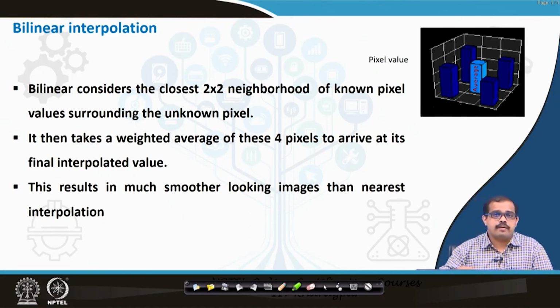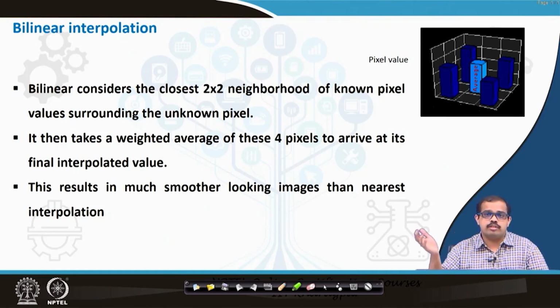Whereas, when you are looking at bilinear interpolation, it considers the closest 2 cross 2 neighborhood, which means a 4 neighborhood. I am speaking about raster data, okay, surrounding any of the unknown pixel. So, it takes a weighted average of these 4 pixels as its final interpolated value. The result is smoother looking images than nearest interpolation. So, this is smoother.